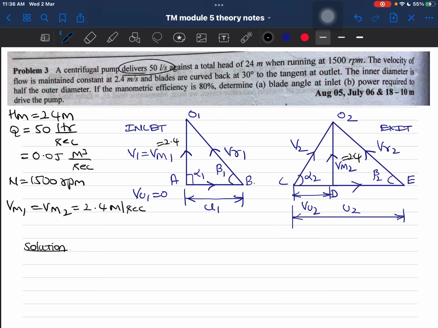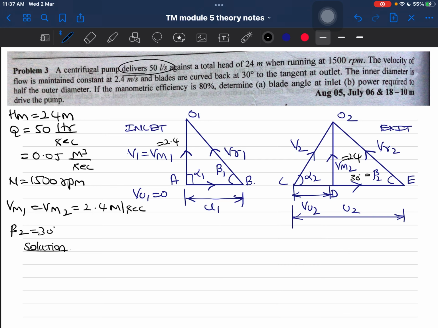And the blades are curved back at 30 degrees to the tangent at the outlet. So whatever angle is given here is the outlet blade angle, which is beta 2, which is equal to how much? 30 degrees. So 30 degrees is the outlet blade angle. I will even write it on the velocity triangle as well.